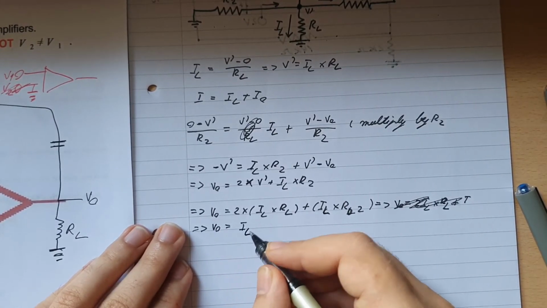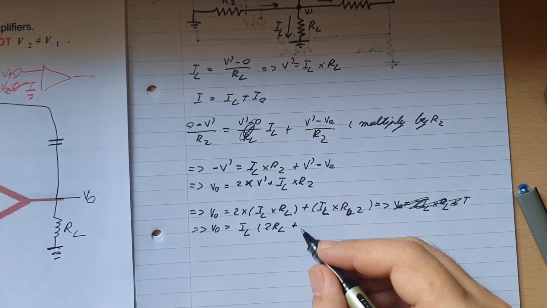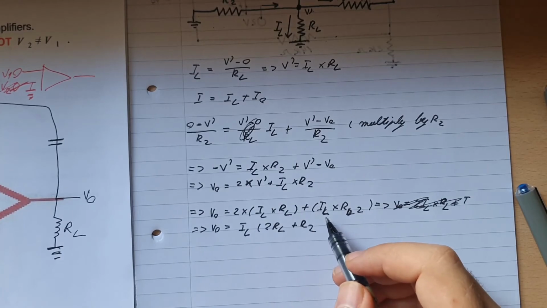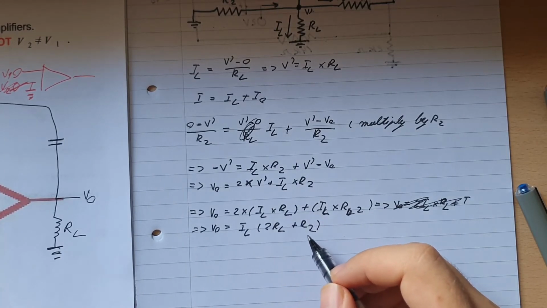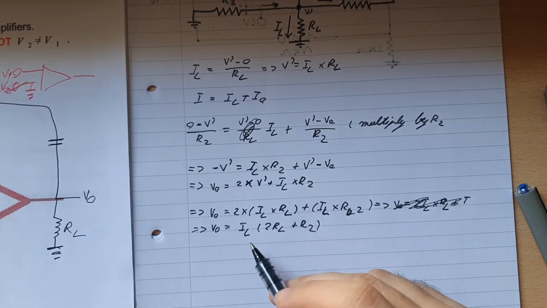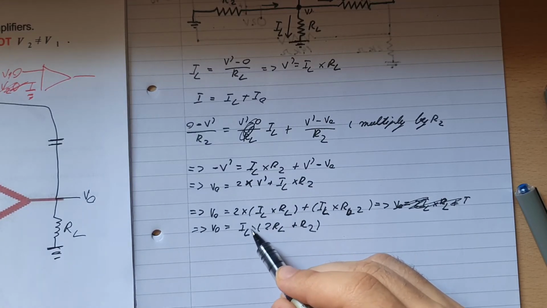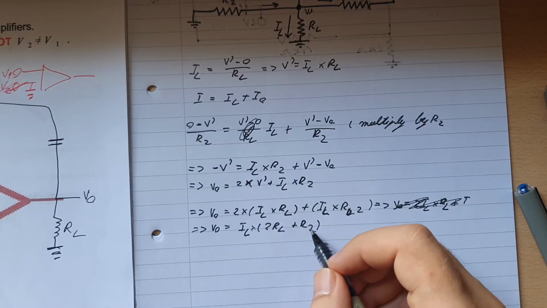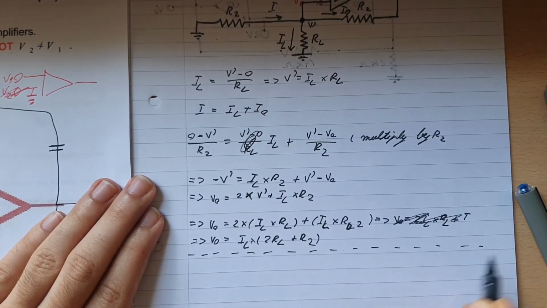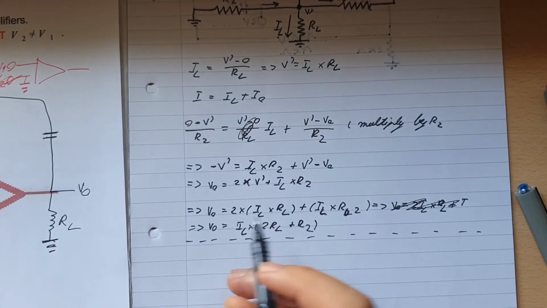Therefore V out will be equal to IL bracket 2RL plus R2, because there is IL on both sides, so we can use only one IL. It's IL multiplied by 2RL plus R2. Alright, so this was the first half. But again, we still don't know what the value of IL is. I guess we could leave it like this, but we want something a bit more precise.